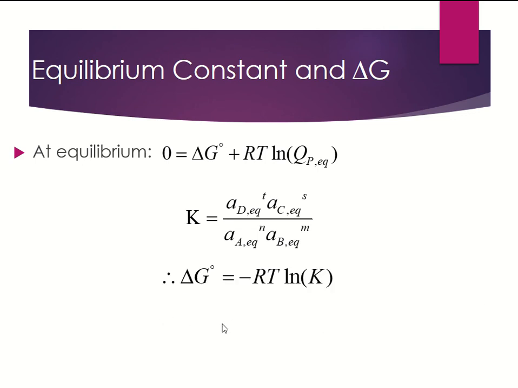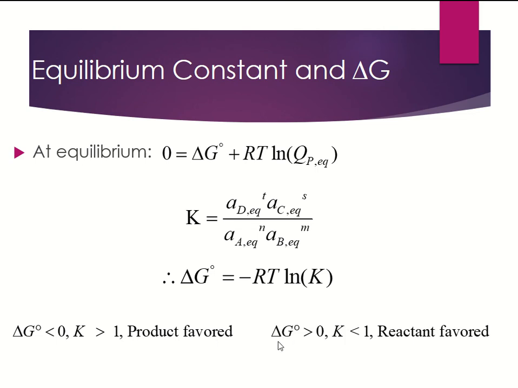So let me just reiterate. If delta G naught is less than 0, the equilibrium constant is greater than 1, and we refer to that as being product favored. If delta G naught is greater than 0, the equilibrium constant is less than 1, and we refer to that as being reactant favored.